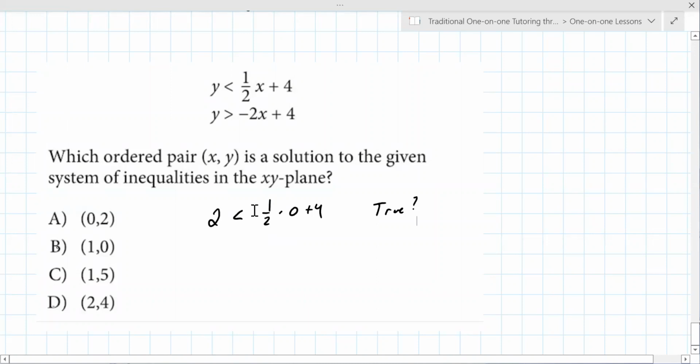No, it's not true. So that answer's out. And you really want to be quick like that with your answer. Okay, that's out, so let's go to the next one here. This next ordered pair. So is 0 less than 1/2 times 1 plus 4? Is that true?